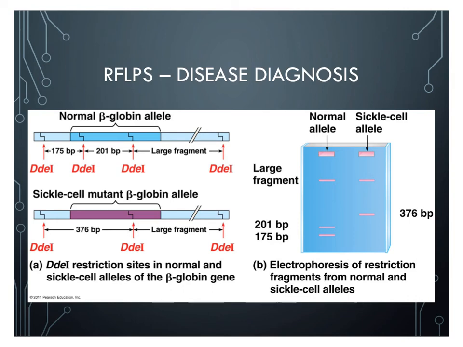You have normal hemoglobin and sickle cell hemoglobin. What you would do is use restriction sites in normal and sickle types, and then you put them in the electrophoresis, and you would be able to identify that this person has the sickle cell allele instead of the normal allele. This can be used not only to diagnose the disease, but also, again with karyotyping and genetic counseling, to predict the possibility of having offspring with this disease.